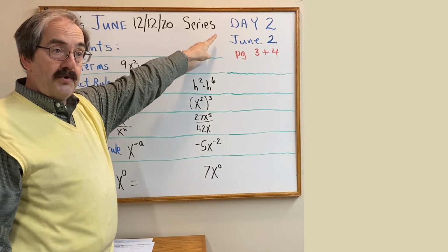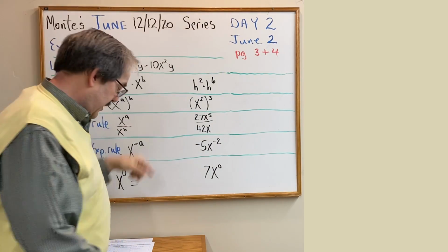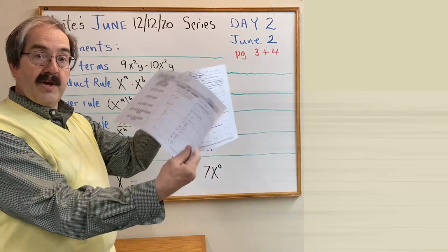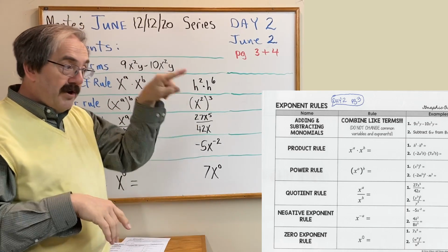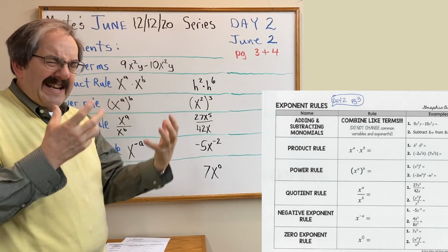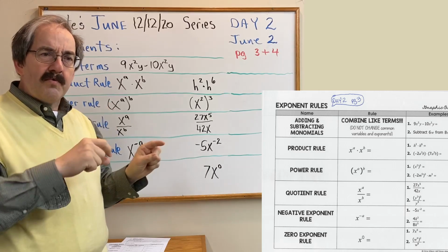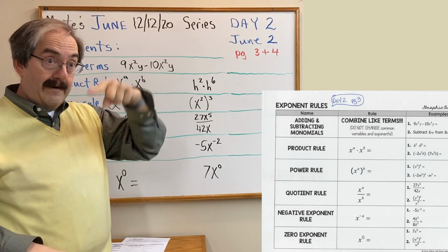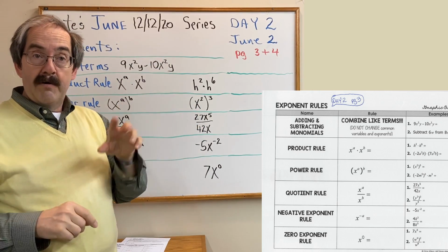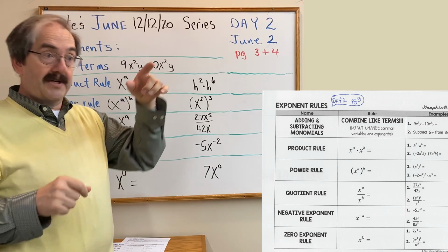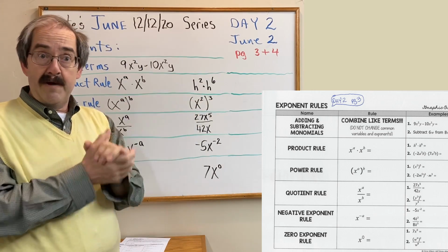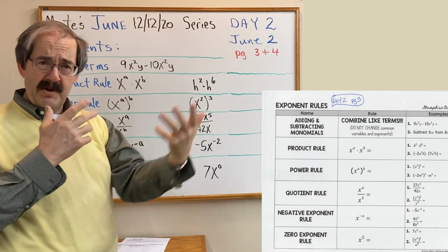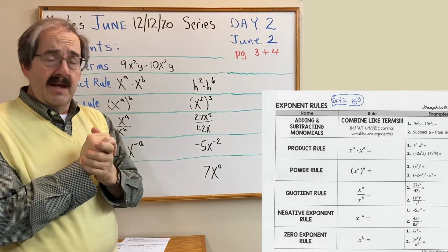So we're on day 2, June 2nd, and we're on pages 3 and 4. All right? So yesterday, hopefully you built your bridge. We have this idea of these factors and the roots, but we know that we've got to do some algebra, right? X minus 2 times x plus 3. Well, we've got to FOIL it or distribute it. We've got to expand it.